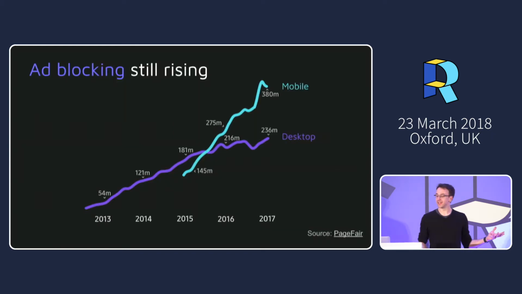So it's not surprising that ad blocker usage is still continuing to rise. Over 600 million desktop and mobile devices last year had an ad blocker installed, according to PageFair. And ad blocking has even been called the largest consumer revolt in history.